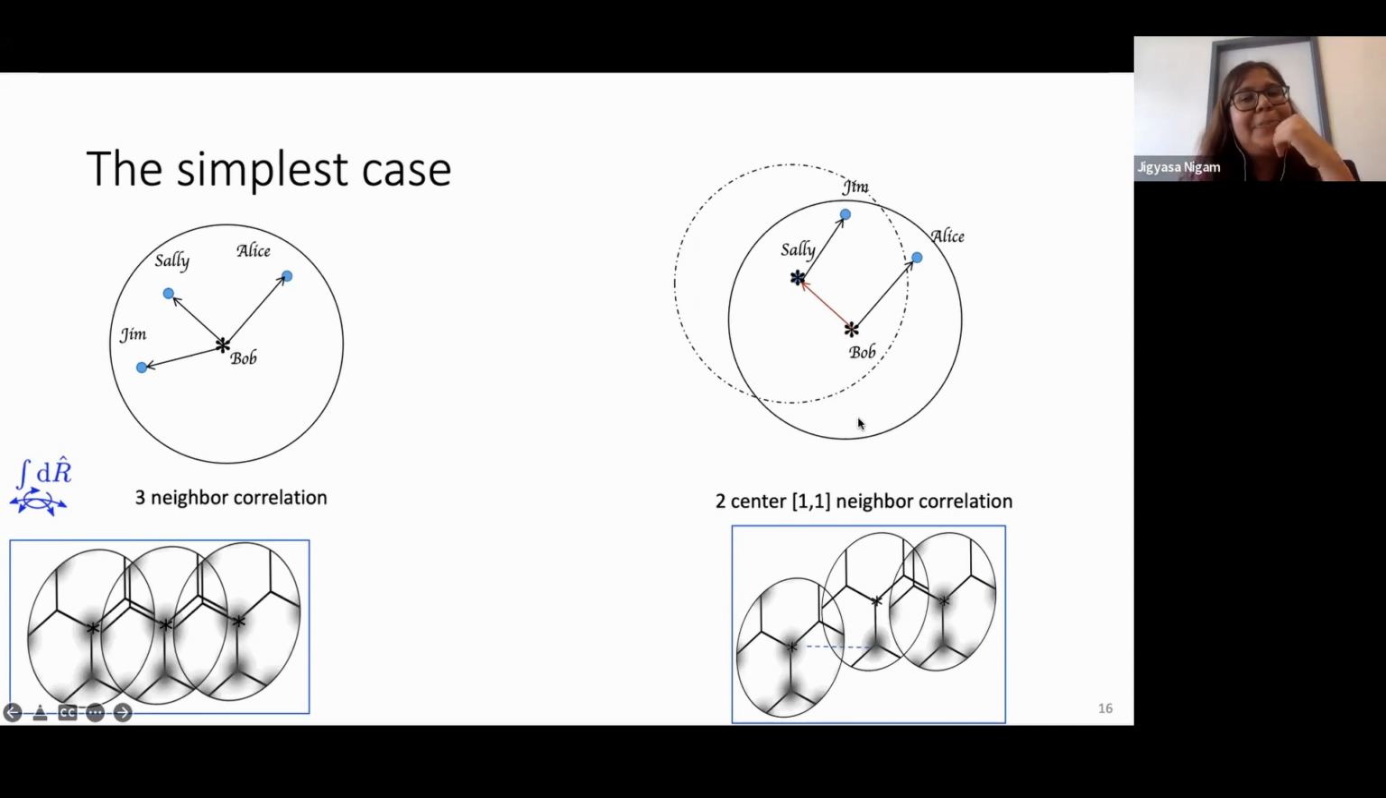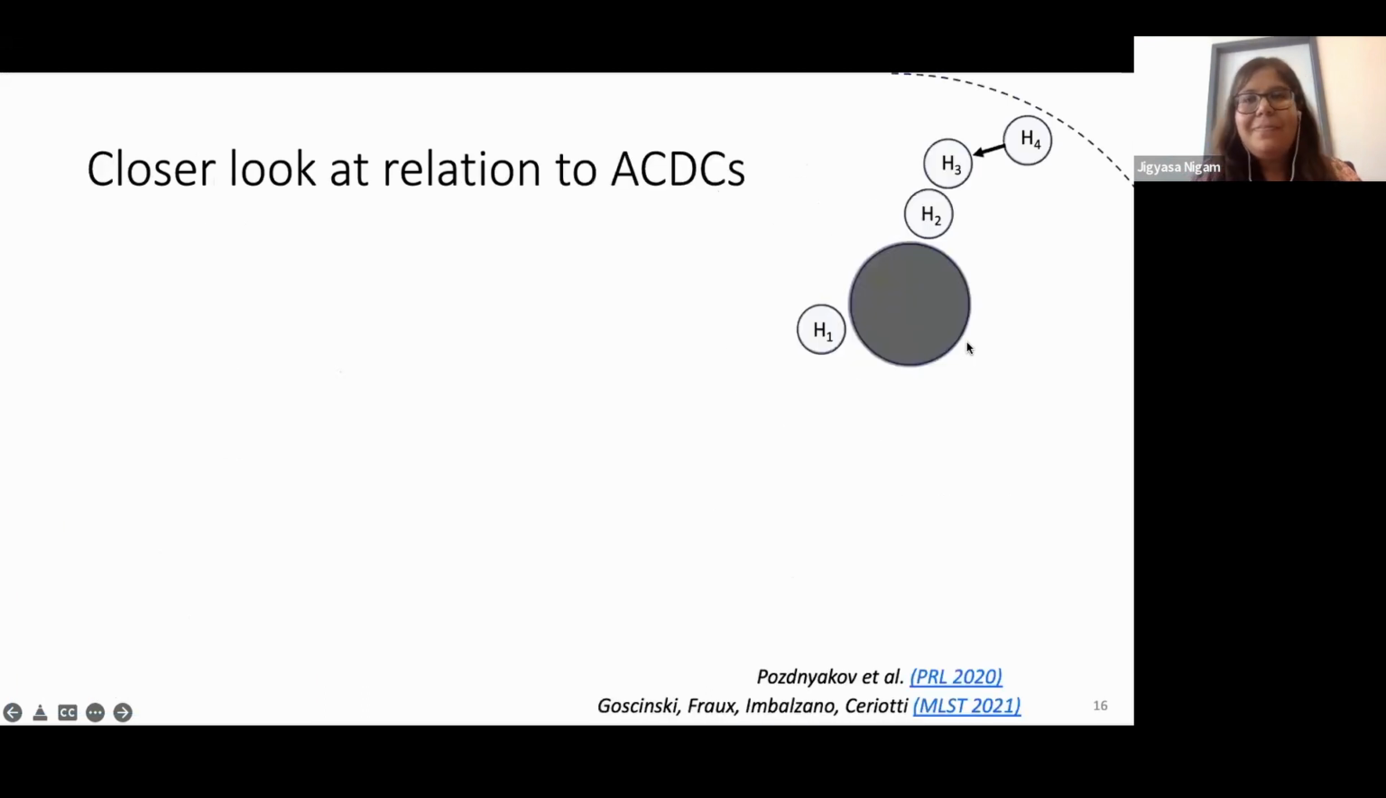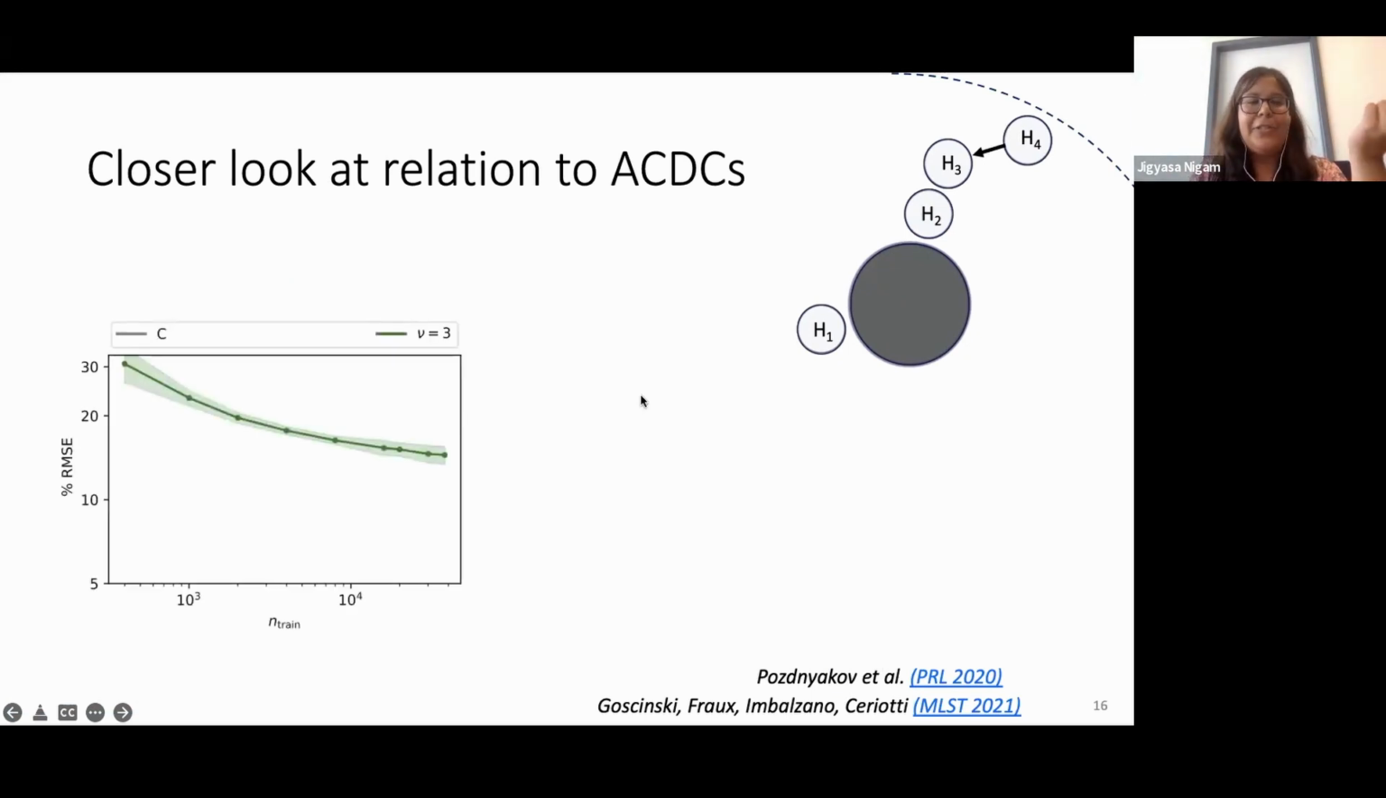So does message passing really help us here? Because we already have information about Jim from our atom center on Bob. And it does help, and we'll see this on the next slide. So here is a random methane data set from this paper, which proved to be quite difficult to learn.